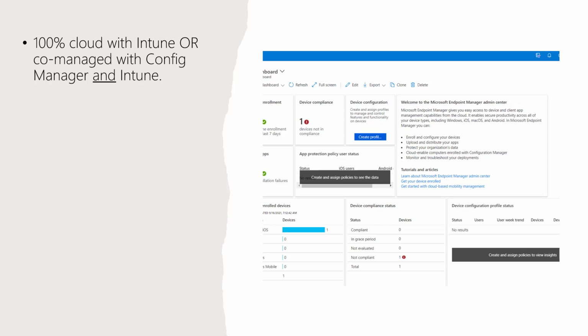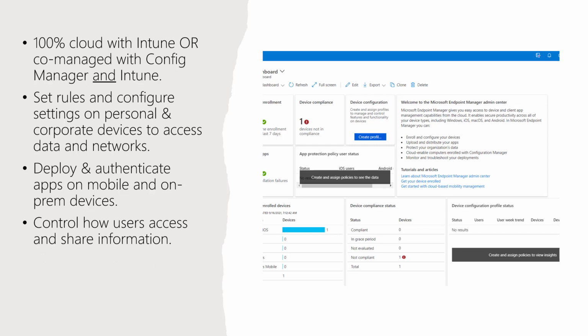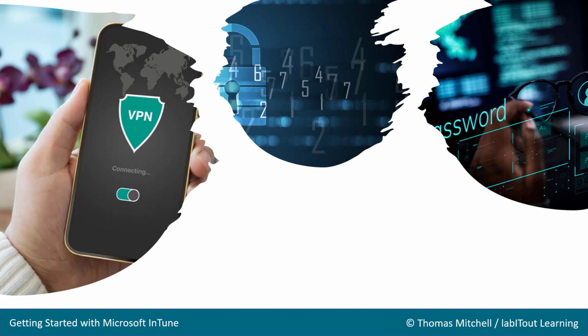Microsoft Intune allows you to set rules and to configure settings on both personal and corporate devices to access data and networks, and it allows you to deploy and authenticate apps on both mobile and on-prem devices. When you use Intune, you can also protect corporate information by controlling how users access and share information, and you can ensure devices and apps are compliant with your security requirements. Intune allows you to manage devices in a way that is right for you.